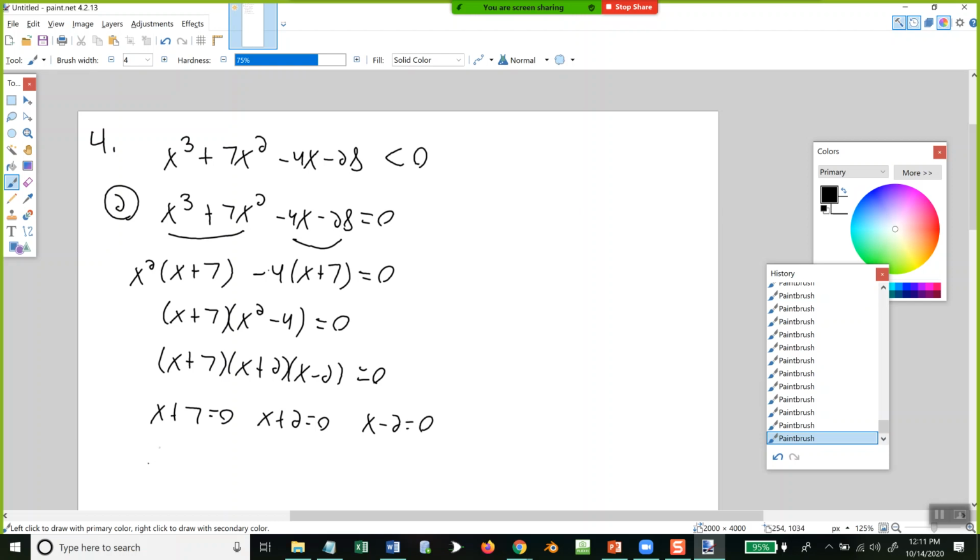Okay, zero factor property, set each factor equal to 0, and then solve for x. So I take 7 over, it gives me negative 7. Take the 2 over, it gives me negative 2. Take the negative 2 over, it gives me positive 2. You have to make sure you arrange them from smallest to largest. So I got negative 7 first, negative 2, and then positive 2.